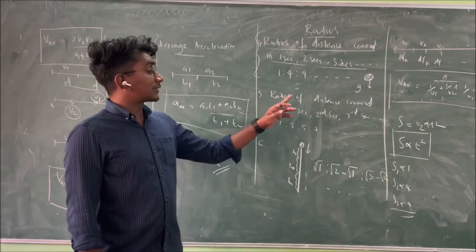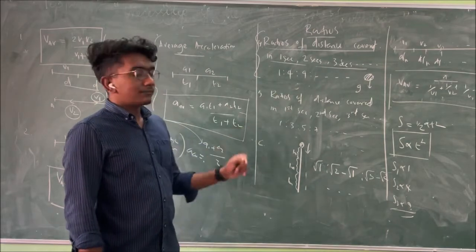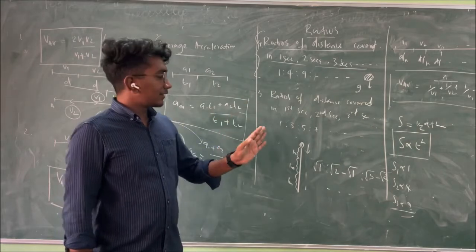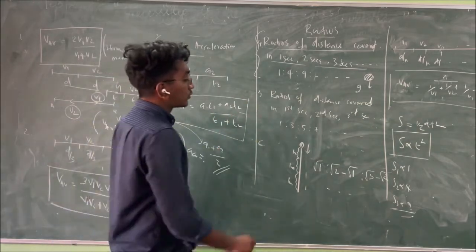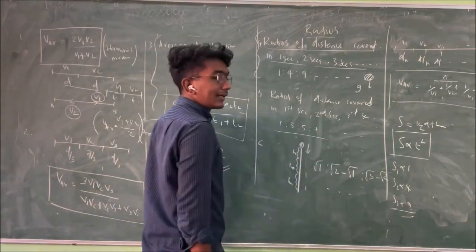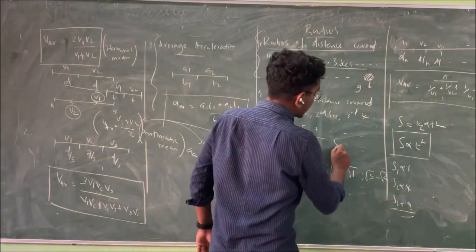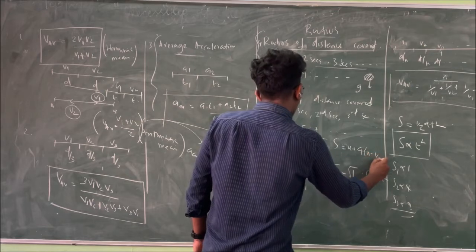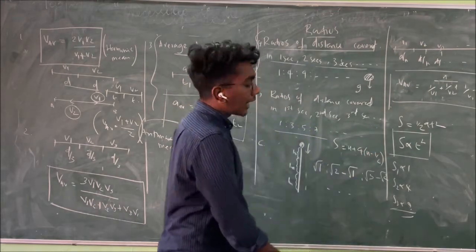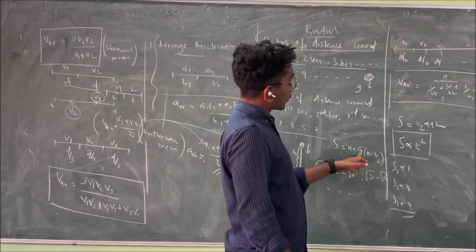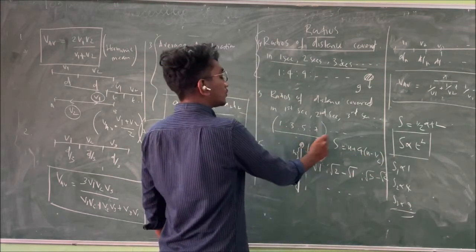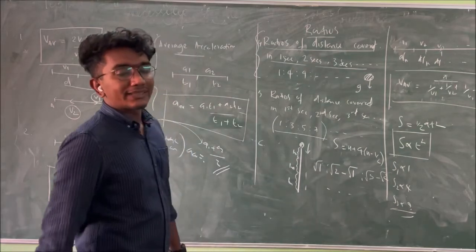Ratio of distance covered in the first second, second second, third second, etc. That is 1 is to 3 is to 5 is to 7. Why? Because the relation is S is equal to u plus a into n minus half. So S is proportional to n minus half. That is why 1 is to 3 is to 5 is to 7 is to 9, etc.